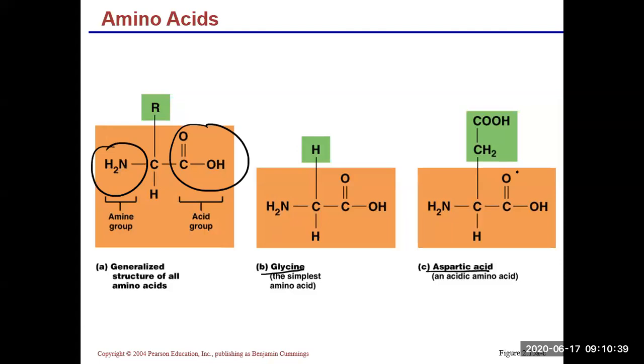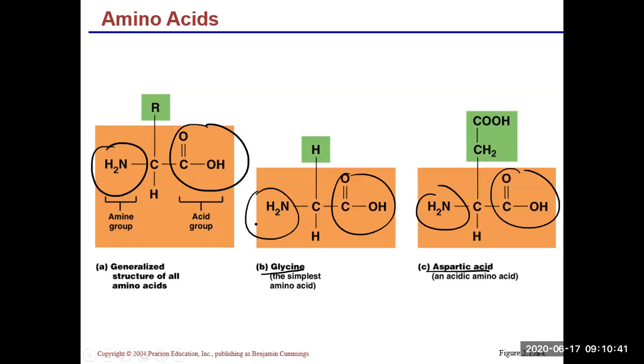They all have these two groups that are actually connected to the carbon. But what is different between these two is this region right here, showing you in green. This is called the variable group or R group. R means variable. It's different from one amino acid to another. We have about 20 amino acids, and they differ only in the R region, not the other areas.